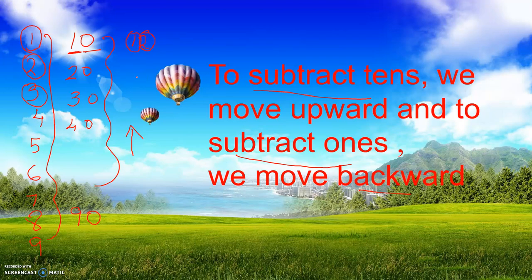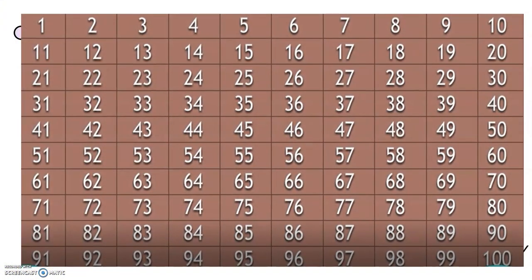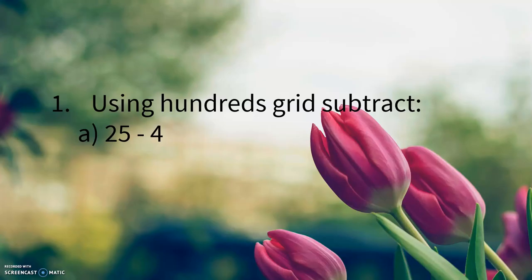Okay. Now we can see how to subtract using a hundreds grid. First question is, using a hundreds grid, subtract 25 minus 4. You have to subtract 4 from 25. The number 4 is a ones number. To subtract a ones number, you have to move backward. That means you have to move 4 steps backward.